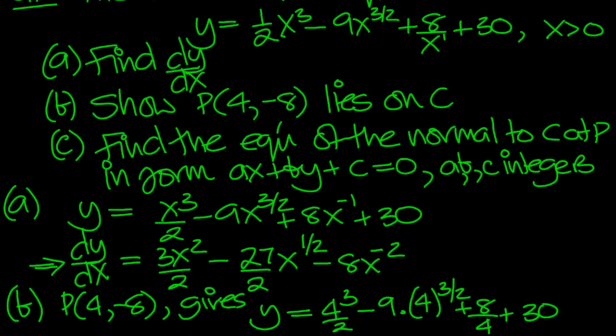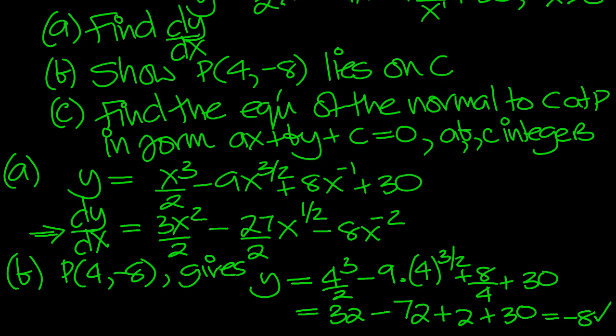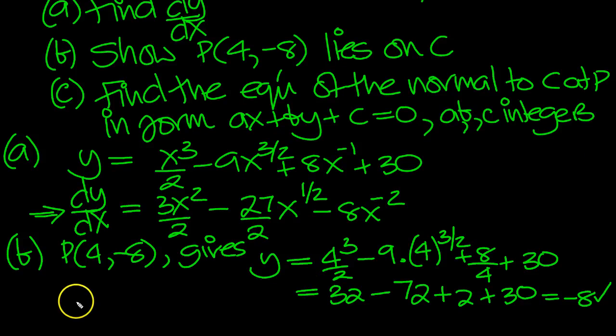So let's work out what that value is. So equals 4 cubed is 64 over 2 is 32. 4 to the power half is 2, and 2 cubed is 8. So minus 9 eighths is 72, plus 8 over 4 is 2, plus 30. So we've got 30 and 32 is 62. 64 minus 72 is minus 8. So P is on C. So P is on the equation, the curve C.